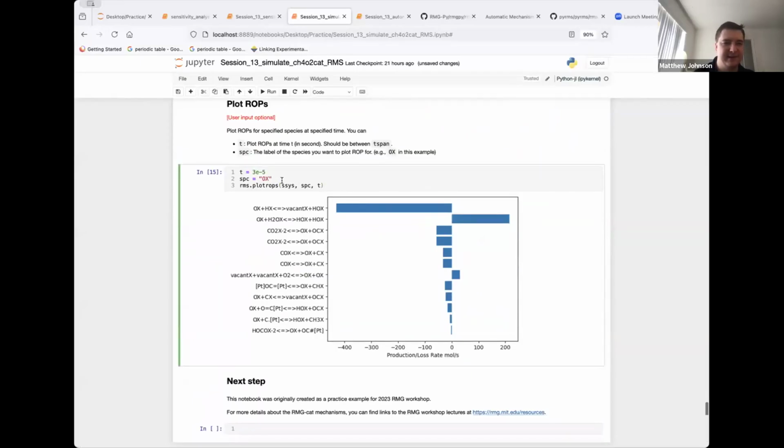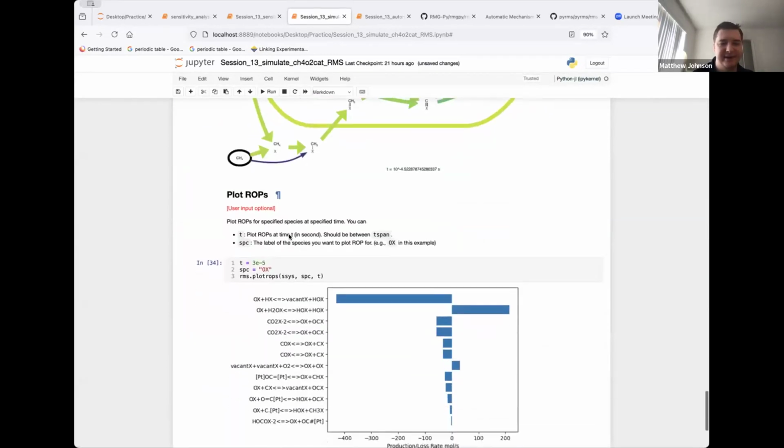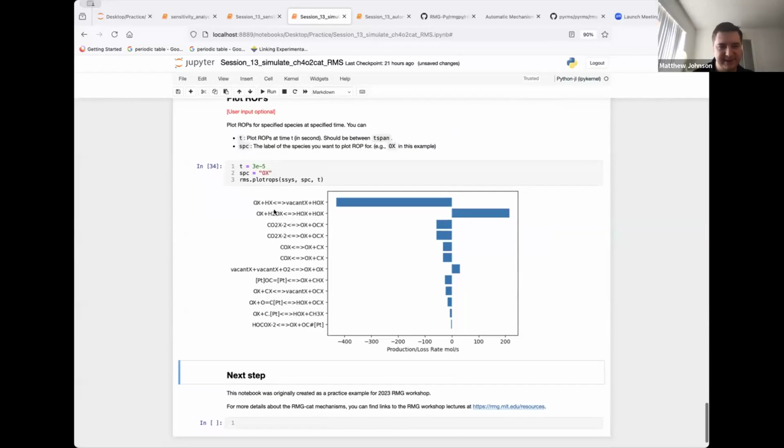And then we can also plot these ROPs. We pick some species that we're interested in, what's producing it and causing loss for it, and we can see what reactions are involved. So for OX here, we can see that it's being lost. It's primarily going away by reacting with hydrogen to make HOX.